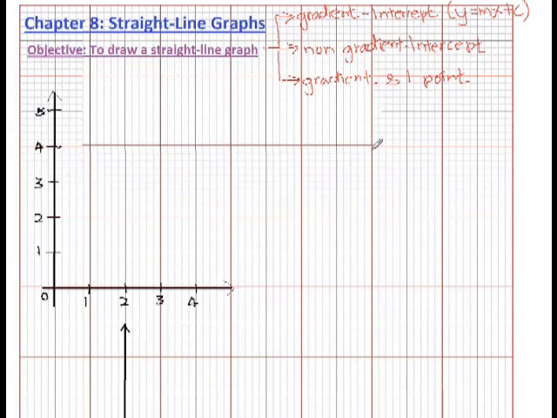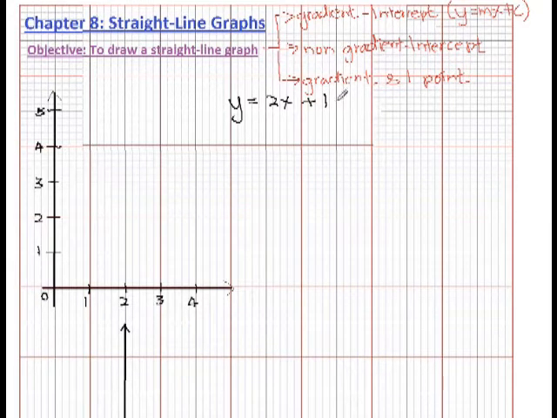There are three different conditions where you can draw a straight line graph. The first is when the equation of a straight line is given in gradient intercept form. For instance, y equals 2x plus 1.